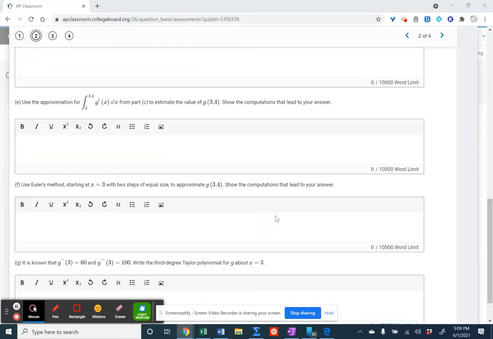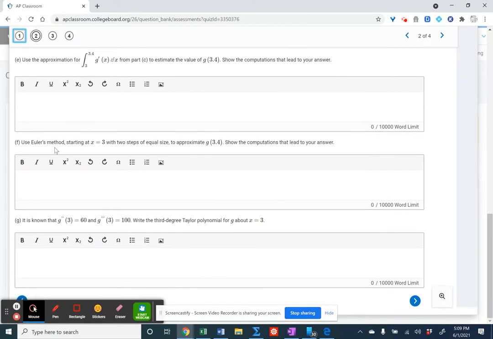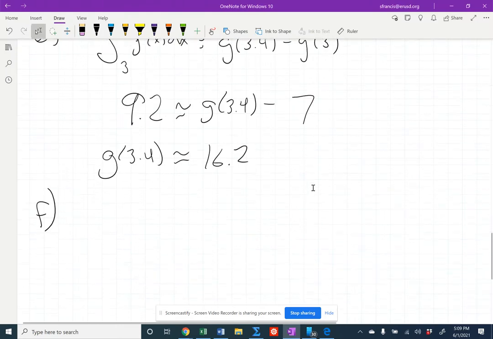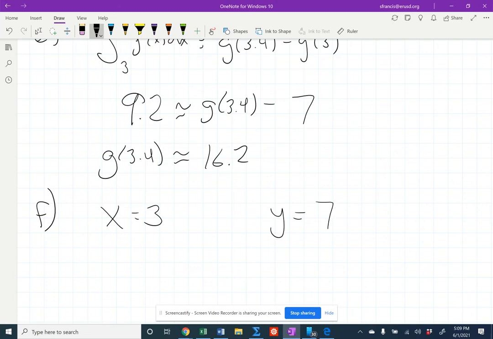Moving on to the letter F. Use Euler's method, starting with x equals 3 and two steps of equal sizes, approximate G of 3.4, show the computations. So we know x of 3 gives us y equal to 7, and we're going to use equal step sizes, so 3.2 and 3.4.